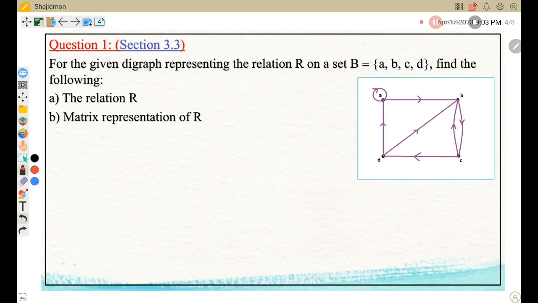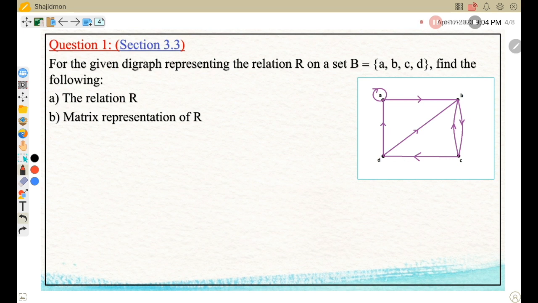Question number 1. For the given digraph representing the relation R on the set A, B, C, D, find the following. A part, the relation R. We need to write the relation R in terms of ordered pairs. And B part is the matrix representation of that relation. This question is from section 3.3. So let's do that question.